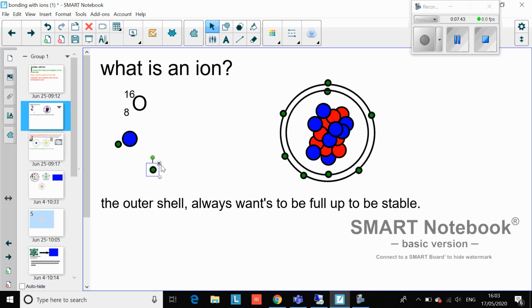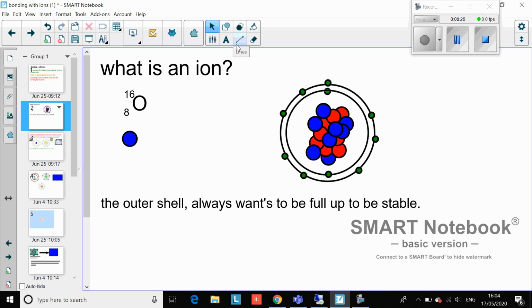So what happens to oxygen is this. It gets 2 extra electrons in the outer shell, but there's a problem. Look, we have 8 positive protons, but now we've got 10 negative electrons. So 8 positive charges, 10 negative charges. Overall, this has got a negative charge. It's more negative than it is positive.